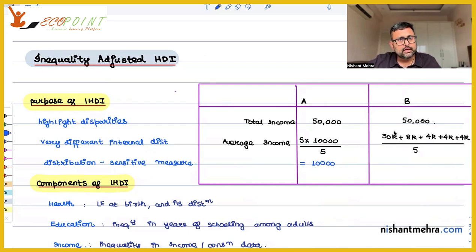But in village B, this is the distribution of income. One person is earning 30,000, another is earning 8,000, and three persons are earning 4,000 each. Here also, the average income comes out to be the same. So a normal measure is not going to tell which one is more unequal. But your inequality adjusted HDI is going to tell very clearly that this is more unequal, and that is the meaning of a distribution sensitive measure.